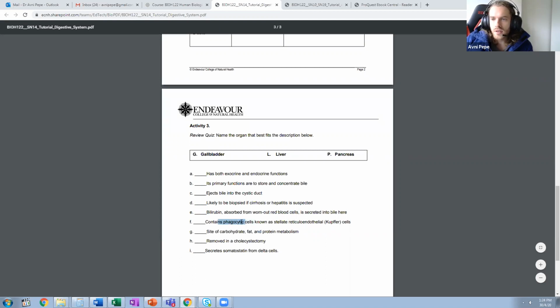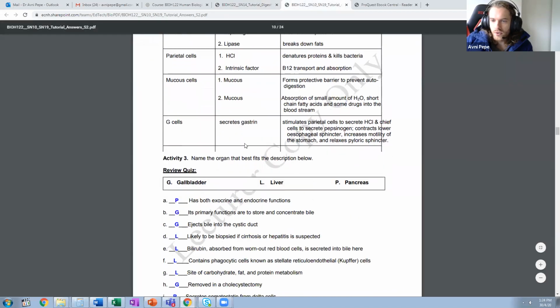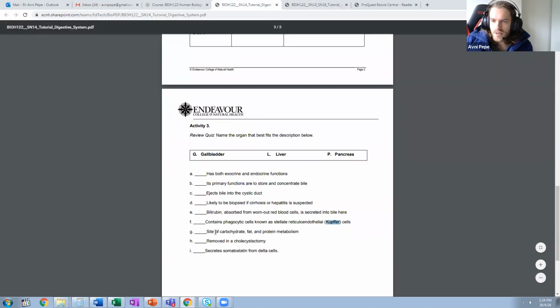Contains phagocytic cells known as stellate reticuloendothelial Kupffer cells. So this one here is L. That's also the liver. The site of carbohydrate, fat, and protein metabolism. The liver is really a powerhouse of metabolism, so you should be making that connection there, that those two are related. And removed in a cholecystectomy.